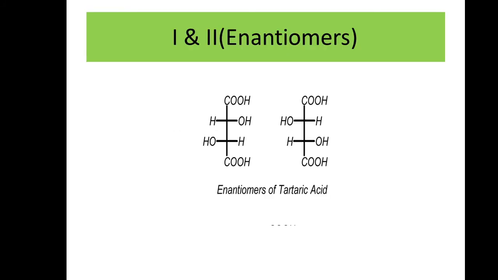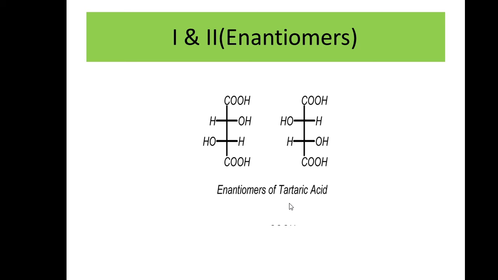First one is first and two structure. This is the first structure and this is the second structure. These two structures are related as an object and mirror image, but they are not superimposable on each other. So these two stereoisomers can be named as enantiomers.